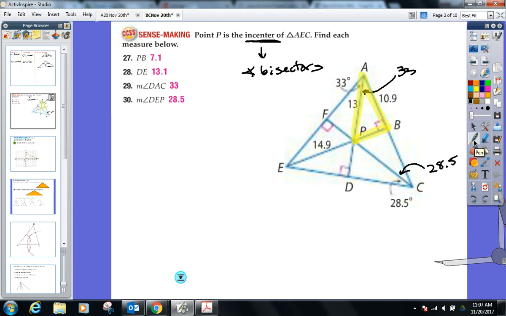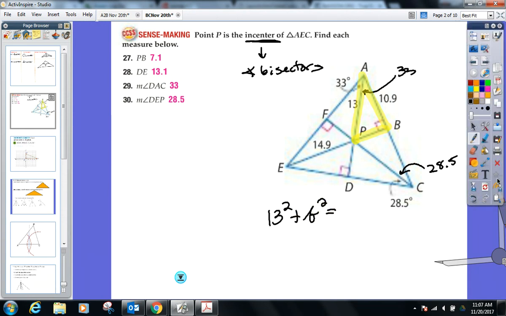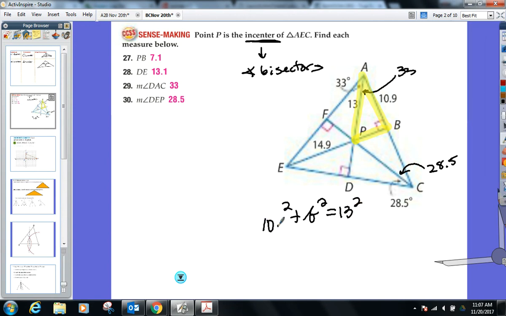Thank you, Cameron. How? Pythagorean theorem, anybody? You know two sides of a right triangle? 13 squared plus the missing side squared equals, I'm sorry, not, that's the hypotenuse. So the missing side squared equals 13 squared minus 10.9 squared. That was all a right triangle, and that's how you ended up with 7.1. So no big deal there.